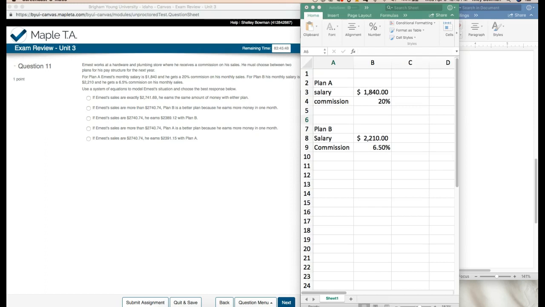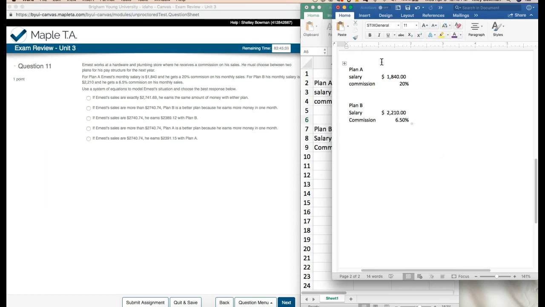So the first thing I did, because I'm a visual learner, is I made a table and looked at it quickly to see what's going on, and I realized we have a y-intercept and a slope. And so I'm going to rewrite these two, Plan A and Plan B, as lines. So the first one, Plan A, is y equals, and because I'm in slope-intercept form, I'm going to do the slope first. Now the salary is a straight number, so we don't need to do anything there. It's just the $1,840. That tells me it's the y-intercept.